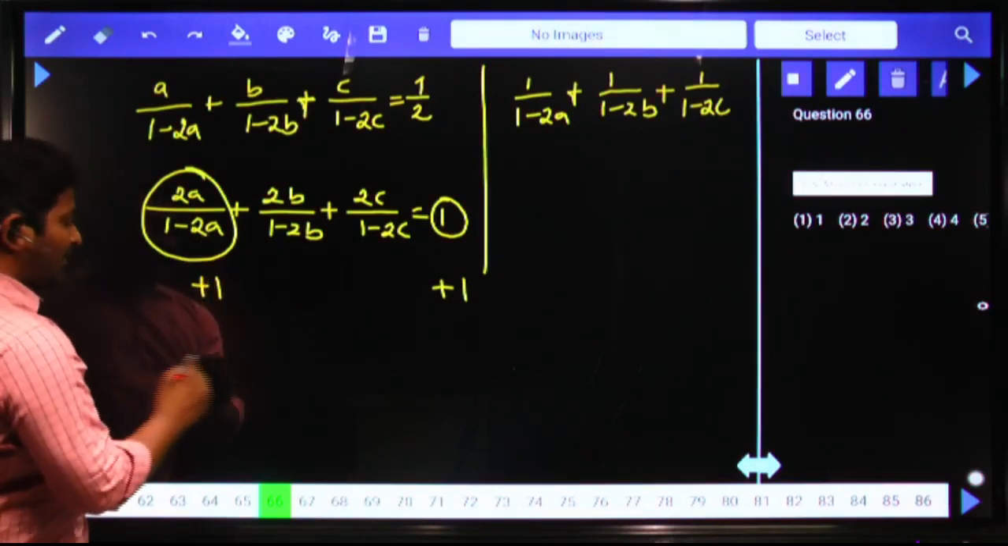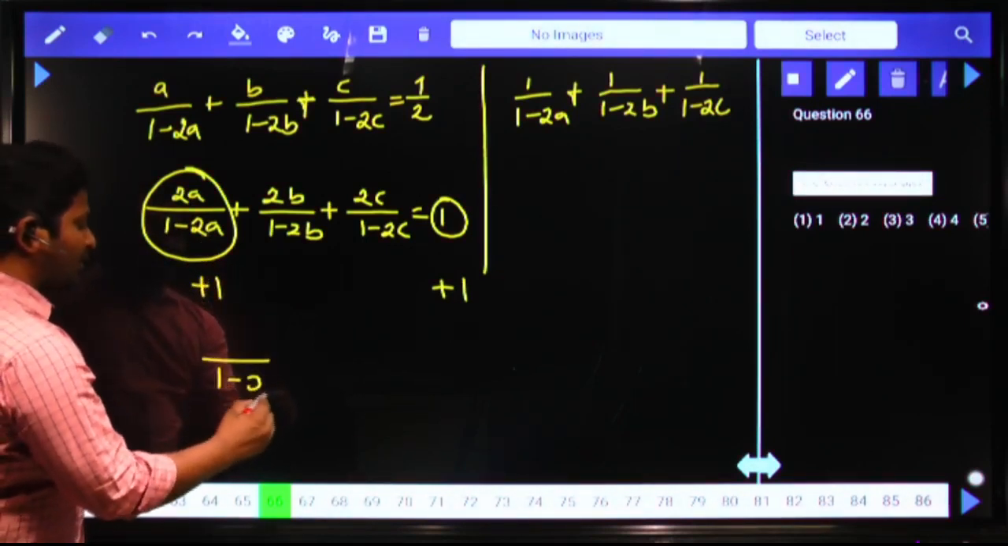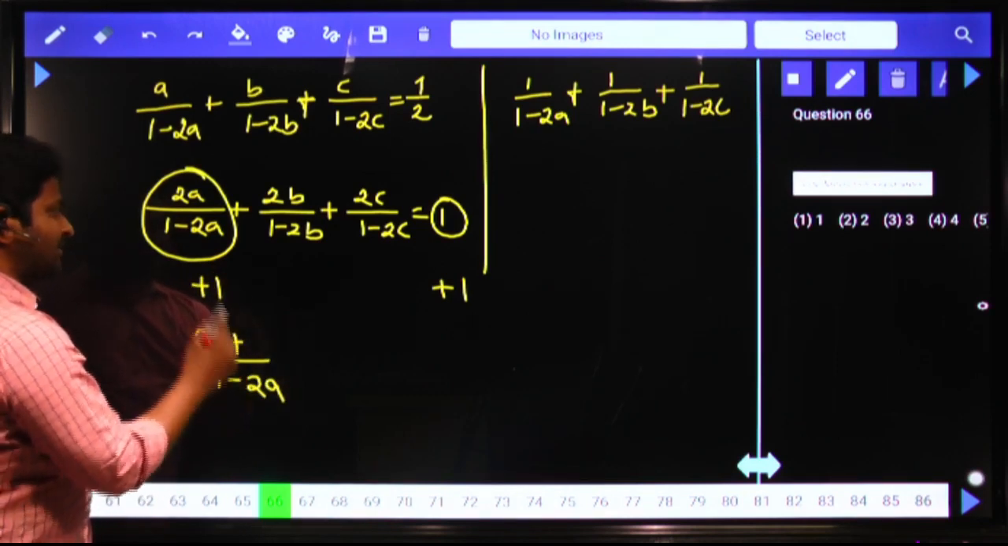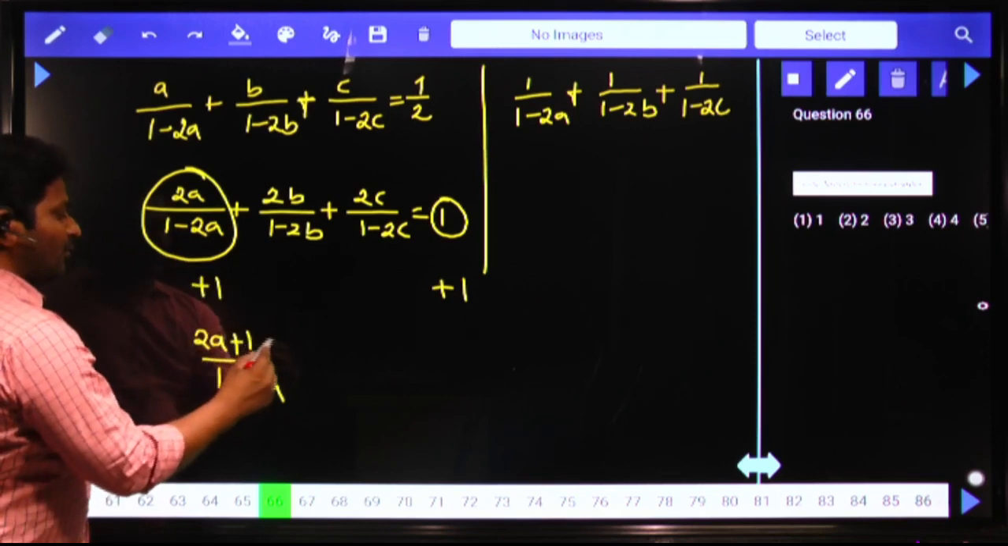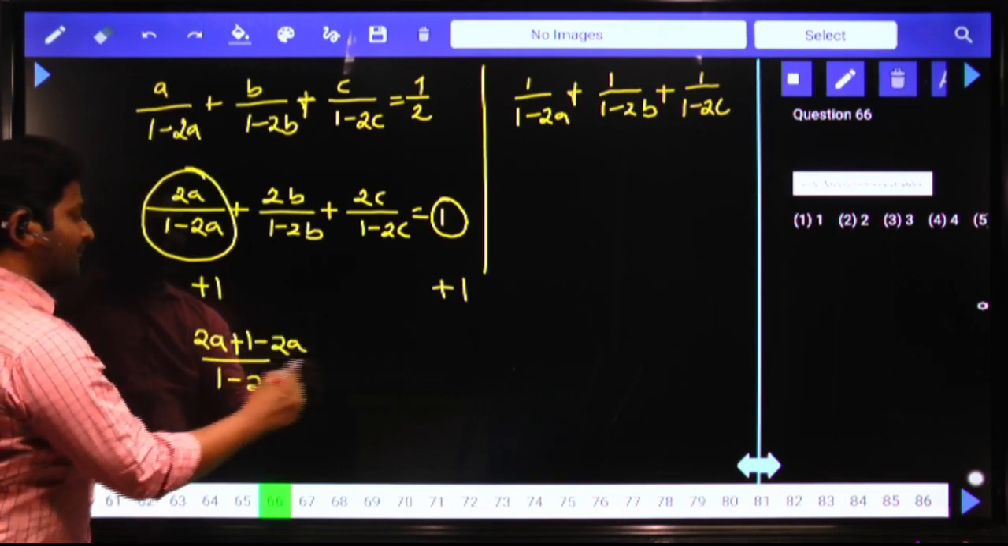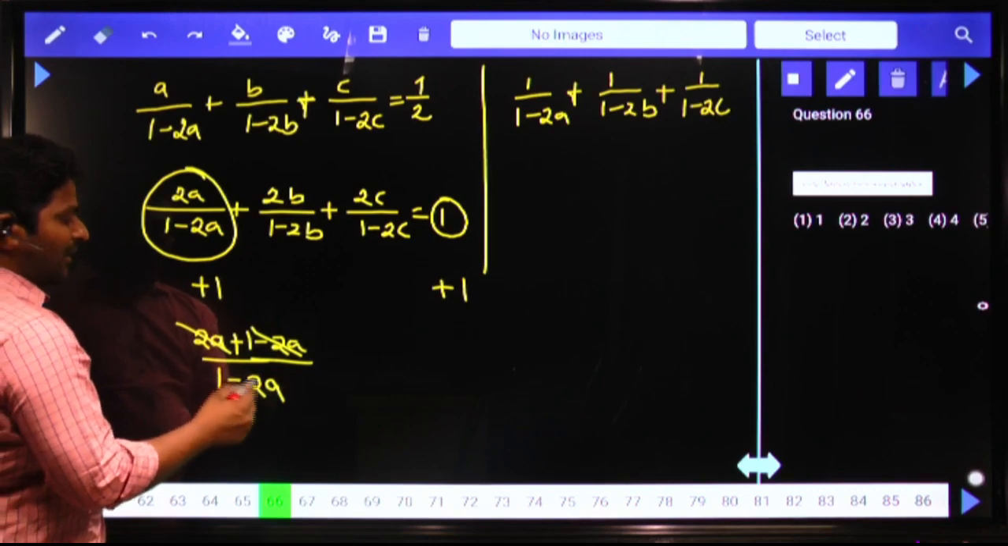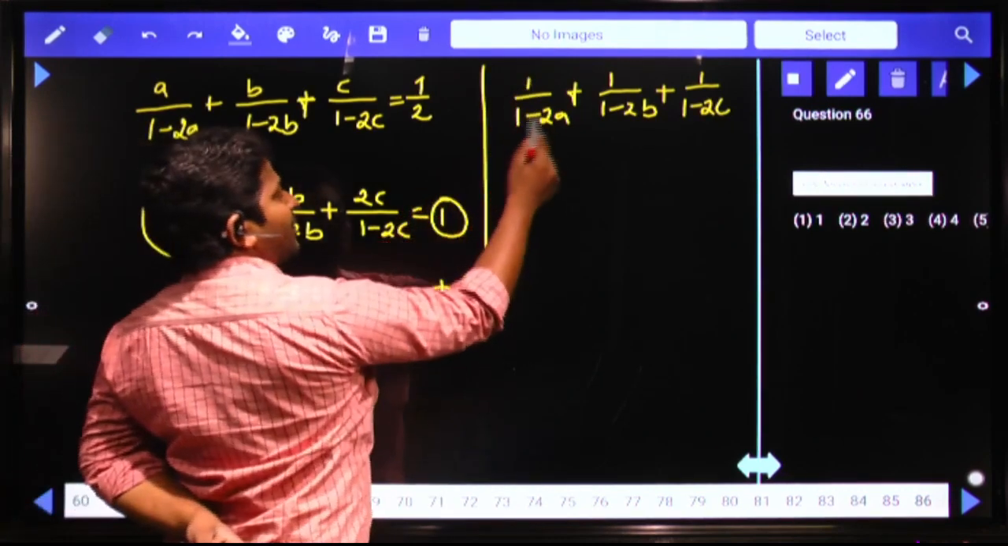So plus 1 is there, so we can take 1 minus 2a common, then that will become 2a plus 1 minus 2a over 1 minus 2a. This will come. So plus 2a minus 2a gets cancelled and we get 1 by 1 minus 2a.